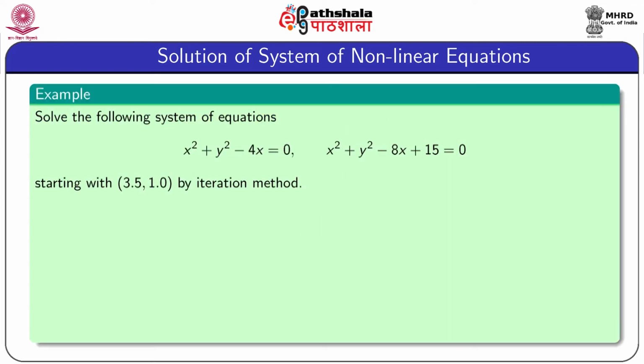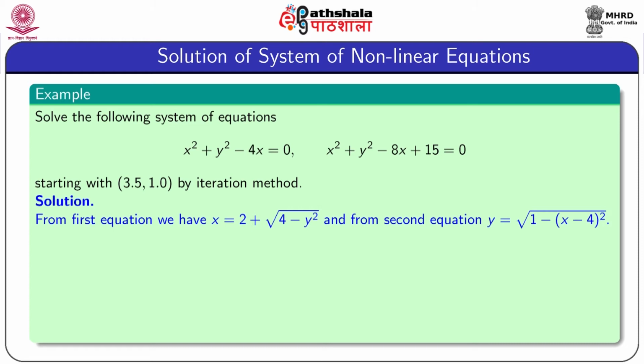Now, I consider one example to illustrate the fixed point iteration method to find a root of a pair of equations. The first equation is x square plus y square minus 4x equal to 0, and the second equation is x square plus y square minus 8x plus 15 equal to 0. We assume the initial guess x0 equal to 3.5 and y0 equal to 1.0.